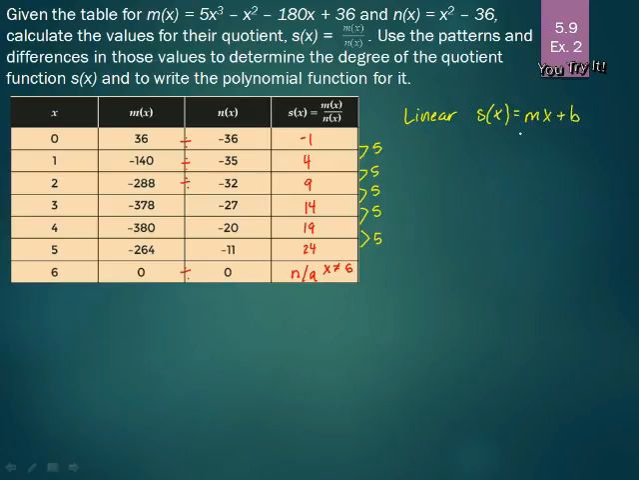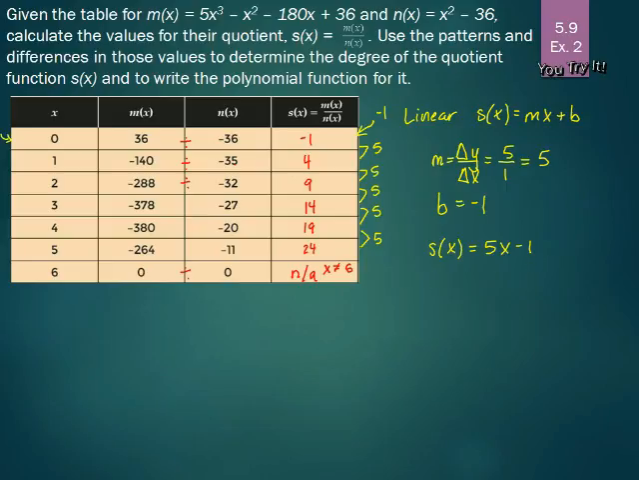And so to find m, then we need to take delta y divided by delta x. And so delta y in this case was 5, and then delta x we know is 1, and so 5 divided by 1 is just 5. And then the y-intercept is b, and so when x equals 0, then we notice that s of x equals negative 1. And so we know that b will equal negative 1. And so putting that into our equation, then we get s of x equals 5x minus 1.